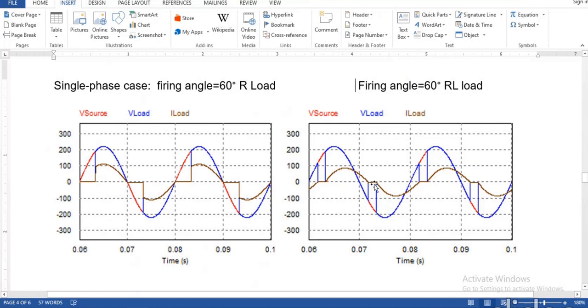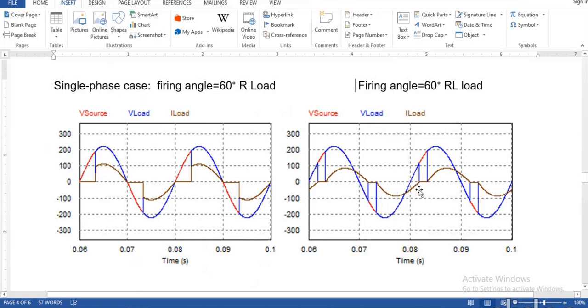And after that, there is a zero voltage period. And at pi plus alpha, that is 180 plus 60, 240 degrees, the next thyristor is fired. And you can see the current starts increasing in the negative direction. And it continues even beyond 2 pi.